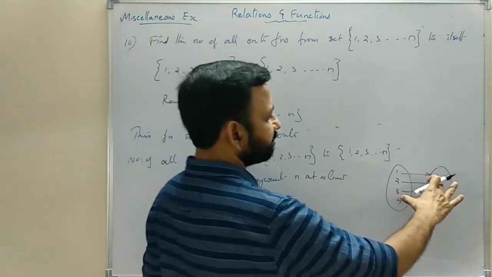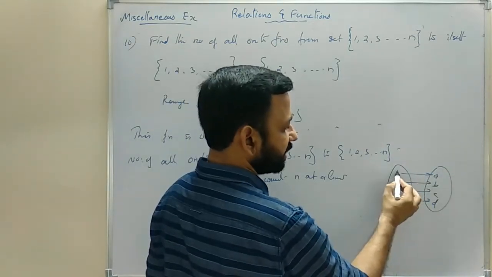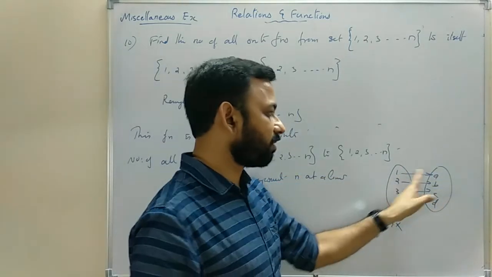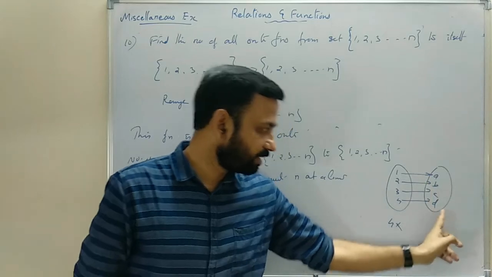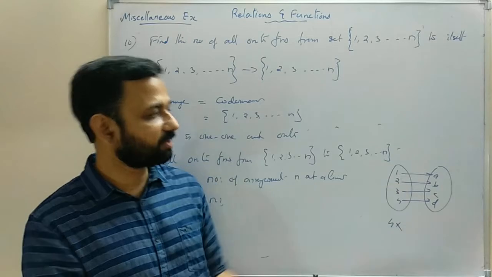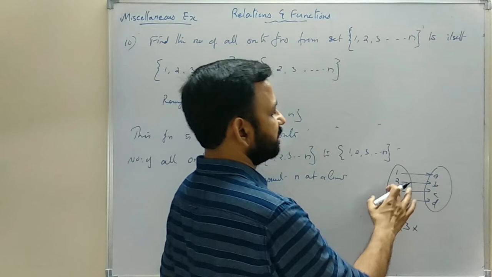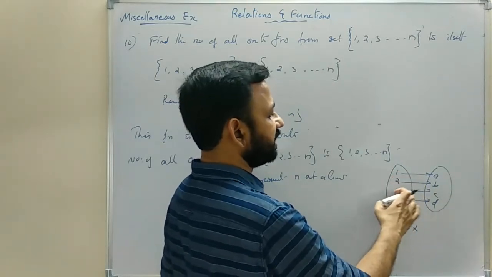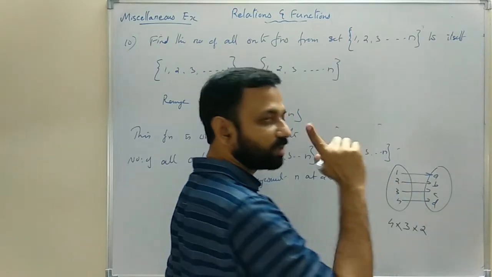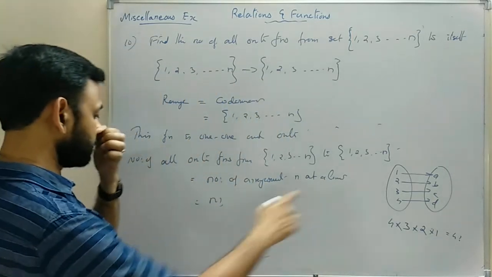So 1 can be related to any one of these. So here we get 4 options. So 4 into. Then 2 can be related to any of the images except the one 1 is already related to. Here we have 4 images, and 1 is already related to one of them. So we have only 3 options. So 2 can be related in 3 different ways. And 3, where 1 and 2 are already related, has 2 options, 2 different ways. 1, 2, 3 are related, so 4 has only 1 option. So that is equal to 4 factorial. So if we have 4 elements, 4 factorial.